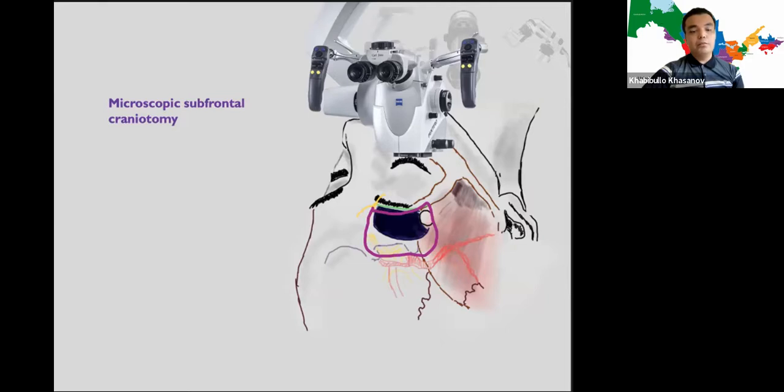So in terms of the removal of giant tumors in the sellar region, frontal lobe relaxation due to gravity may not be enough because of the size of the tumor. So that's why it's always accompanied by frontal lobe retraction.